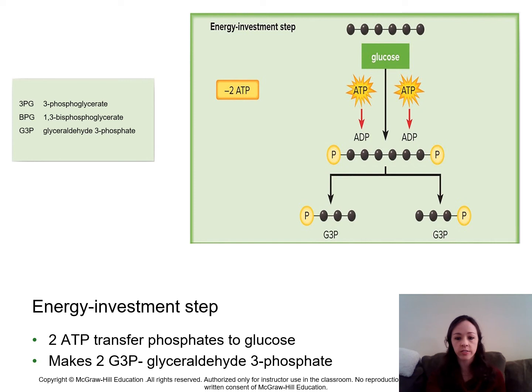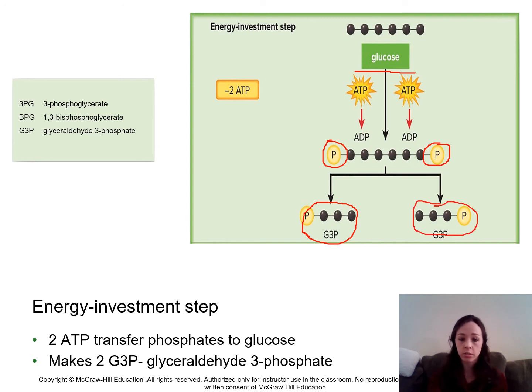So during the energy investment step, our glucose molecule, which again contains 6 carbons, is going to receive 2 phosphate groups from our 2 ATP. The energy that is given to the glucose molecule by the addition of these 2 phosphates is going to break that glucose molecule in half to generate 2 G3P molecules. We call this the energy investment step since we have to use some ATP to start off our reaction.